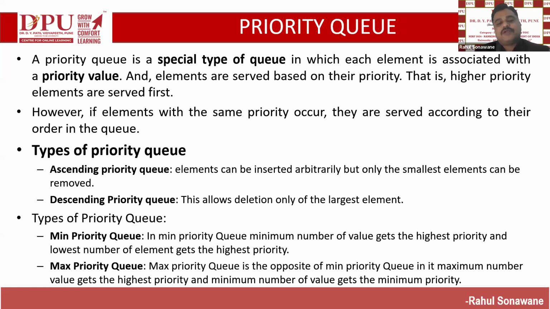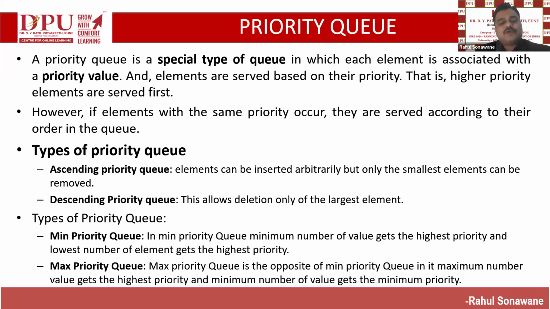Now in a minimum priority queue, the minimum value gets the higher priority. Like I just said, if a certain key, or you can say certain information within the queue, is assigned some minimum value, let's say 0, then that value has the highest priority. And the opposite way, one can say the lowest number of the element gets the higher priority.